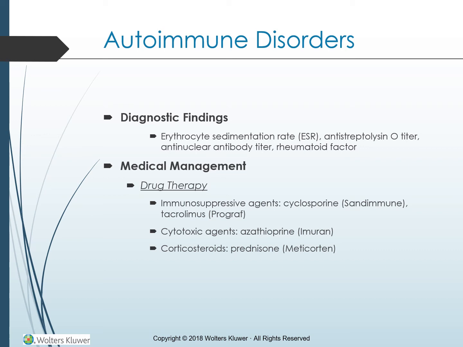Pharmacologic considerations. When taking drugs to suppress the immune system, the client has an increased risk of infection, especially of the respiratory or urinary system. Observe such clients for signs and symptoms of infection such as fever, sore throat, productive cough, and dysuria.